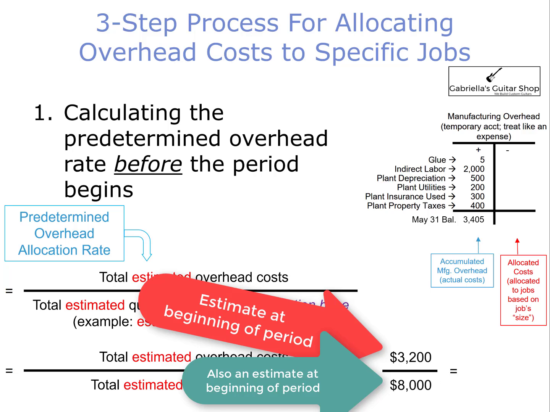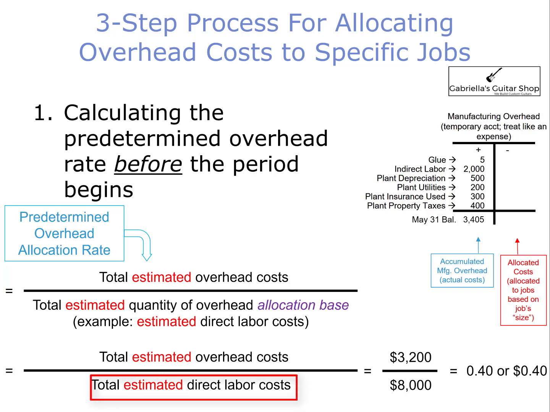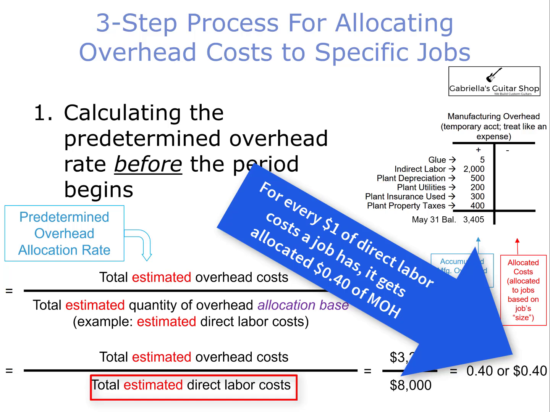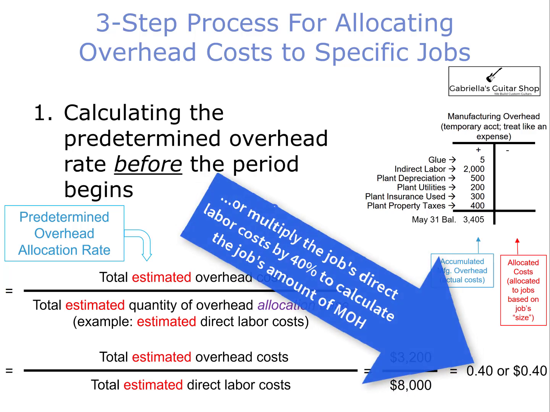So now we just do the math and we find out that $3,200 divided by $8,000 gives us 0.40 or 40 cents. What this means is that for every 1 unit of the denominator, in other words, for every dollar of direct labor cost that a job had, the job would be allocated 40 cents of manufacturing overhead. You could also interpret the 0.40 as meaning multiply a job's direct labor cost times 40% to get the amount of manufacturing overhead it would be allocated.